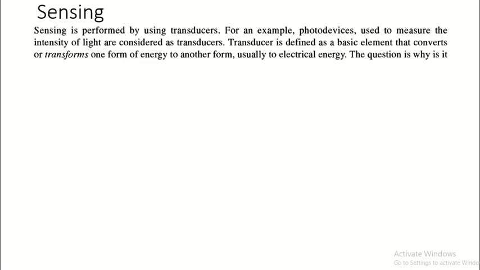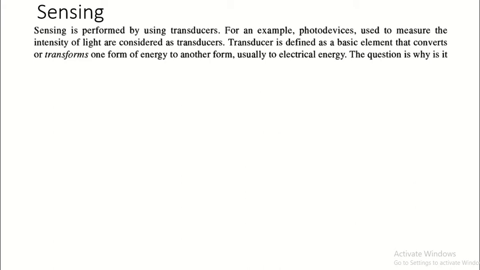Hello everyone. So today again we will continue with the sensing. Sensing is performed by using transducers. For example, photo devices used to measure the intensity of light are considered as transducers. A transducer is defined as a basic element that converts one form of energy to another form, usually electrical energy.